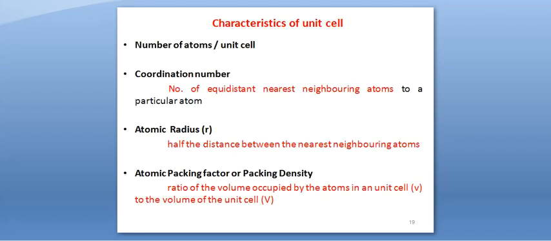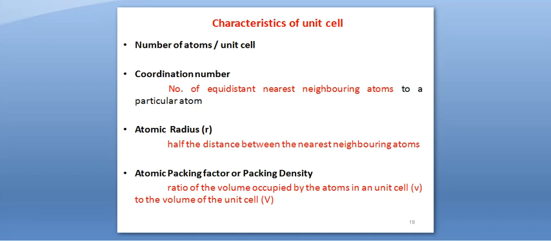Next we are going to see the characteristics of a unit cell. Suppose I consider one unit cell, what characteristics are available? The first characteristic is the number of atoms per unit cell. What is meant by number of atoms per unit cell? The total number of atoms present or shared by a unit cell is called the number of atoms per unit cell. Then the second characteristic, coordination number.